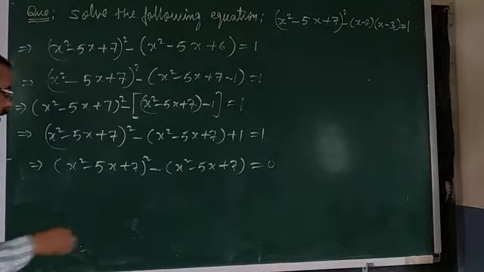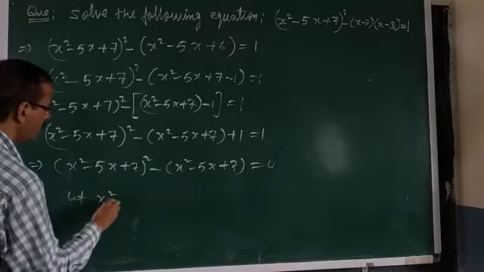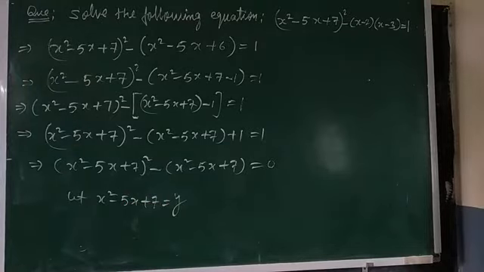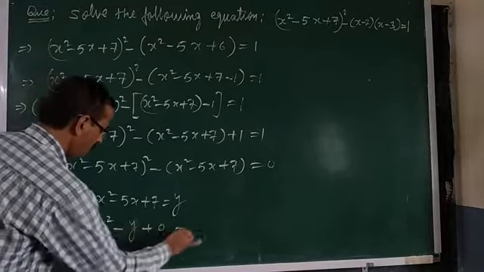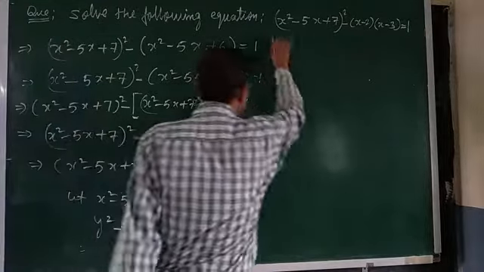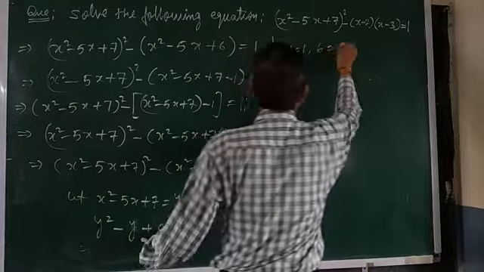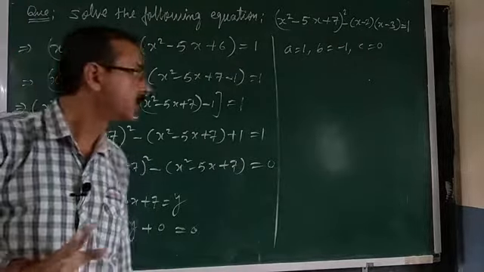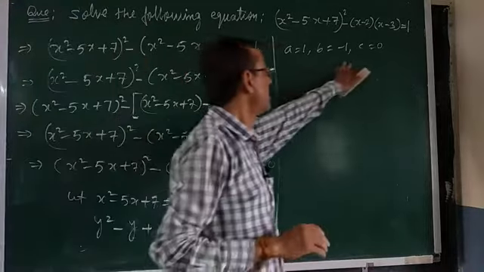कैसे है चेक कर लेते हैं. इसको हम y मान लेते हैं. Let x square minus 5x plus 7 is equal to y. हमने y लिख दिया तो यहाँ पर क्या हो जाएगा? y square minus y, और यहाँ पर हम 0 लिख दें. क्या दिक्कत है? What will be the problem? If you compare, a is equal to 1, b is equal to minus 1 and c is equal to 0. Right? Clear? ठीक है ना? Now a is equal to 1, b is equal to minus 1, c is equal to 0.